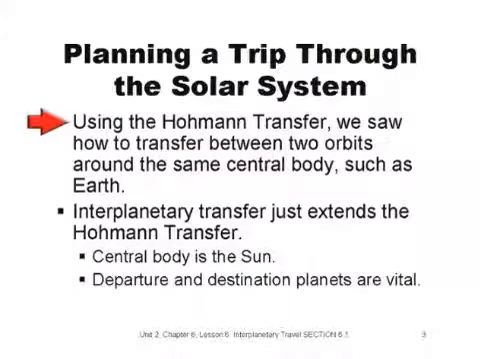You'll remember that the Hohmann transfer showed us how to transfer between two orbits around the same central body, such as Earth. Well, interplanetary transfer just extends the Hohmann transfer. But keep in mind that the Sun is now the central body, not the Earth. And the departure and destination planets may include Earth and Mars, or Jupiter, for example. This material may sound complicated, but we're going to break down all the information into manageable parts. So pay close attention and you'll be amazed at how much you can learn.